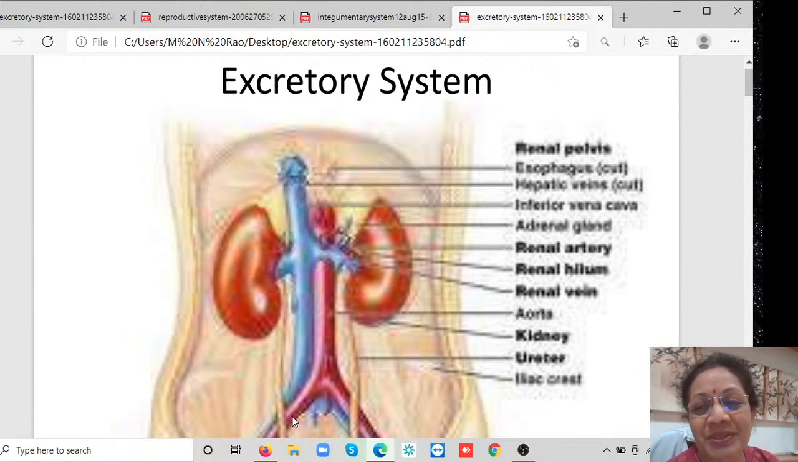Coming back to our excretory system, the two kidneys, where the medial part from which the ureter starts is called the renal pelvis. Here they're showing that these kidneys are tucked right under the domes of the diaphragm, where the esophagus is coming through, and the hepatic veins are also seen as branches of the inferior vena cava. These are irrelevant as far as the excretory system is concerned, but they are all together.